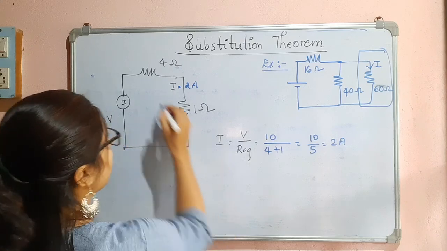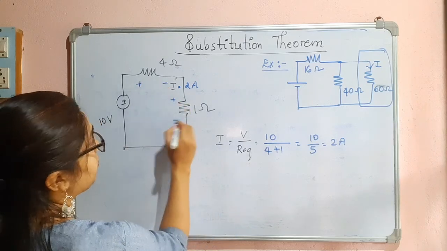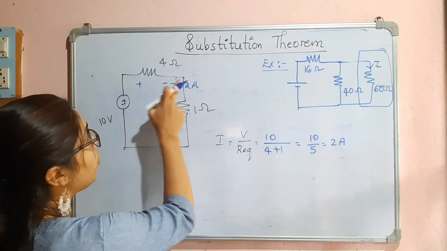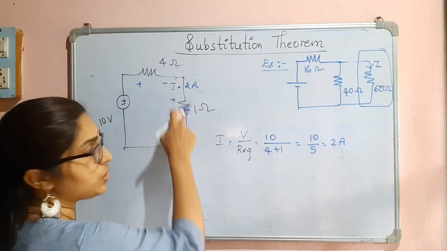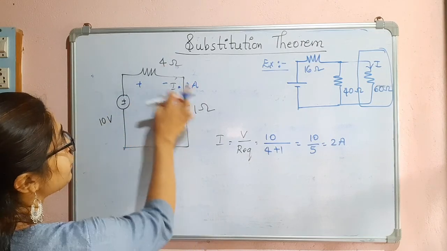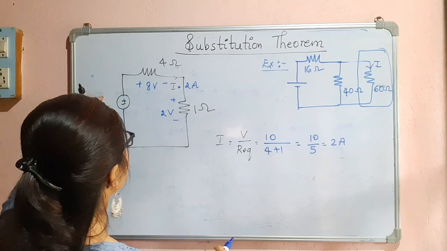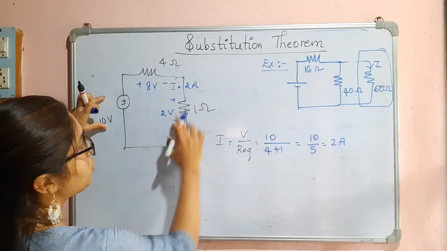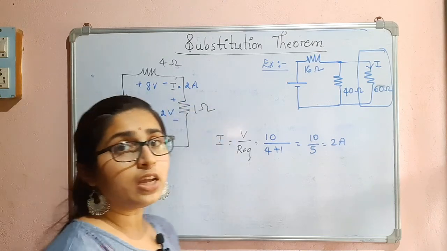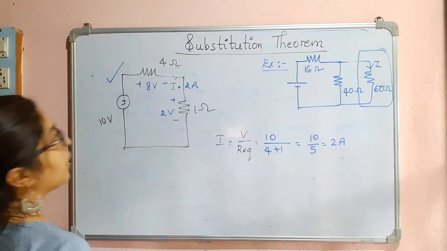That means now you can find the voltages across the resistors. Since the current is flowing in this direction, I am taking the voltage drop like this. So here it is 4 times 2, 8 volts, and here it is 2 into 1, 2 volts. You can see 8 plus 2 is 10 volts. So this is the example.